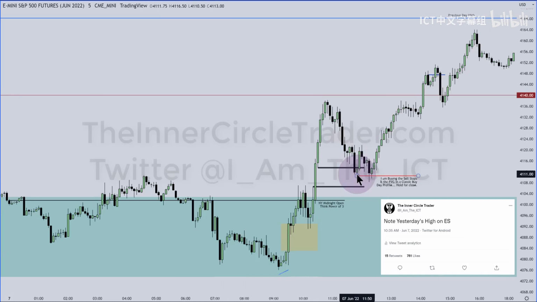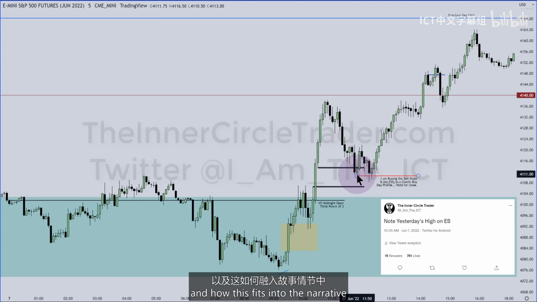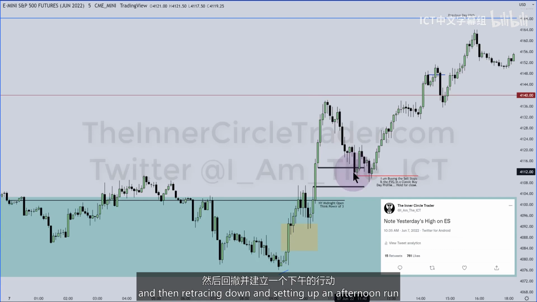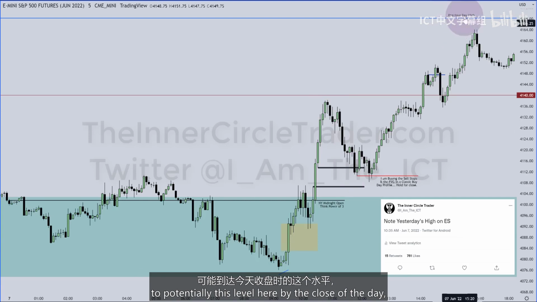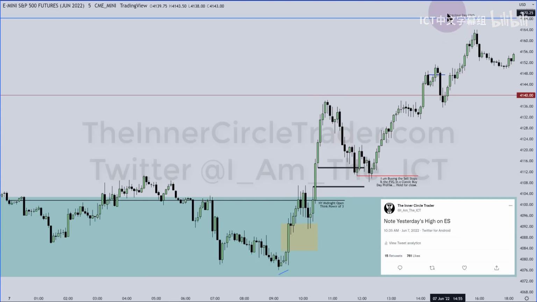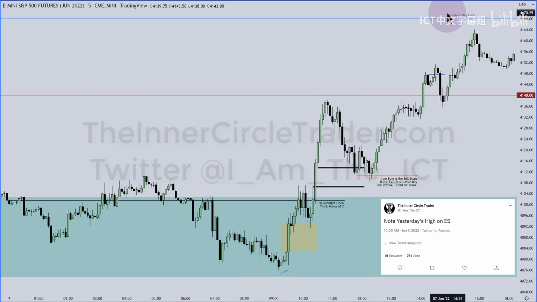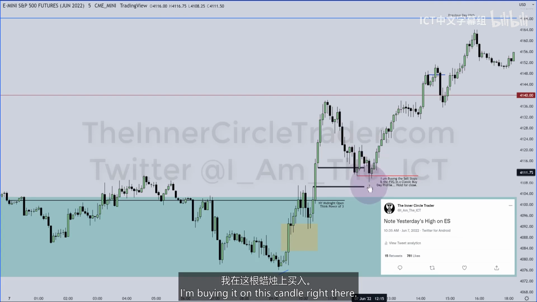But I'm looking for sell side liquidity. I want to see a stop run, because what that's doing and how this fits into the narrative is, if I'm thinking that this move here to here and then retracing down is setting up an afternoon run to potentially this level here by the close of the day, I want to be like smart money and do what? Buy sell stops. That is buying sell side liquidity. My order, as it's underneath here, I fill right here. I'm buying it on this candle right there. I know you probably don't believe me. I'm going to show you the candlesticks in a minute. But I drop down into it.